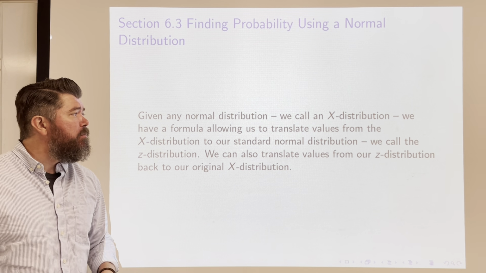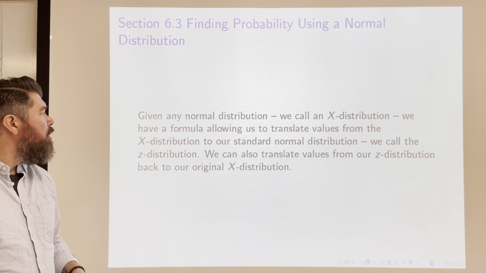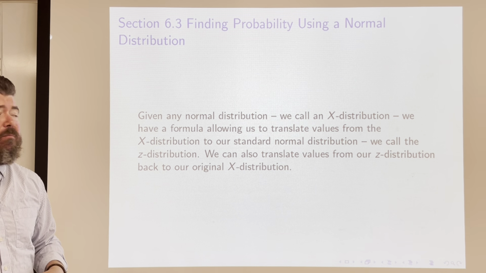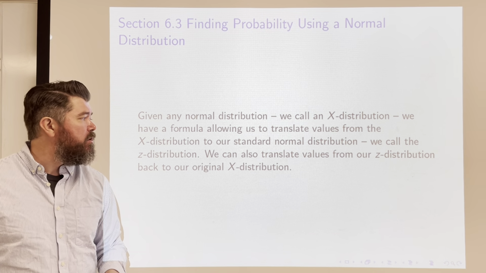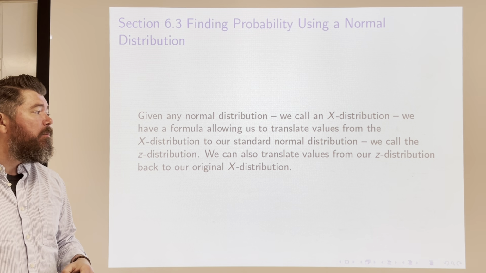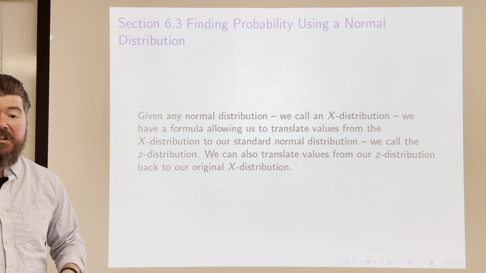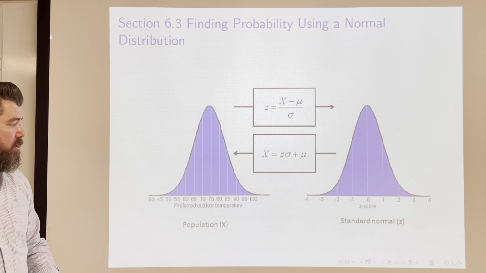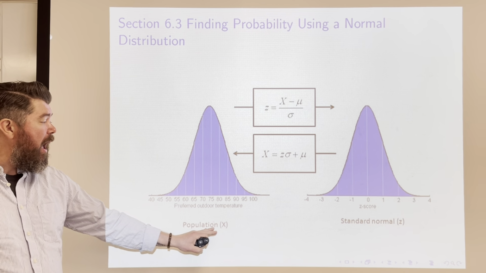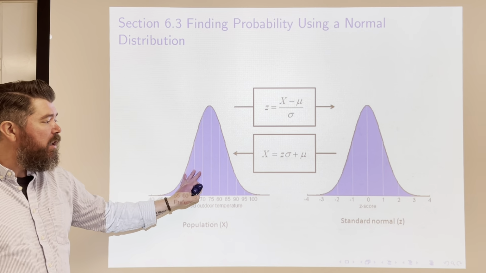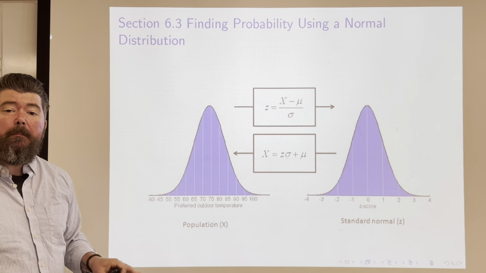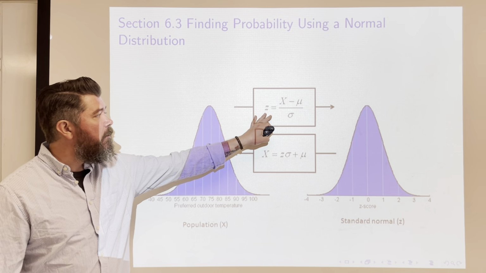Given any normal distribution, we call an x distribution, we have a formula allowing us to translate values from the x distribution to our standard normal distribution. We call the z distribution. We can also translate values from our z distribution back to our original x distribution. So if we're given a population and a continuous random variable x that's normally distributed, we can convert these values to our z distribution, and we can convert back if needed using the following formulas.